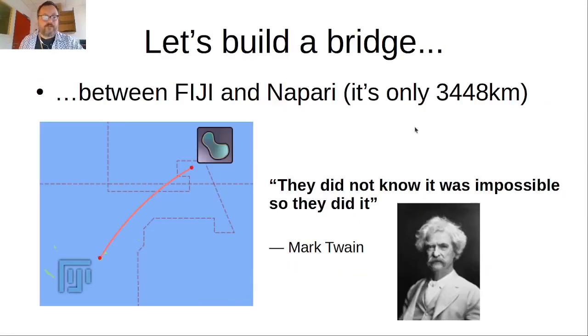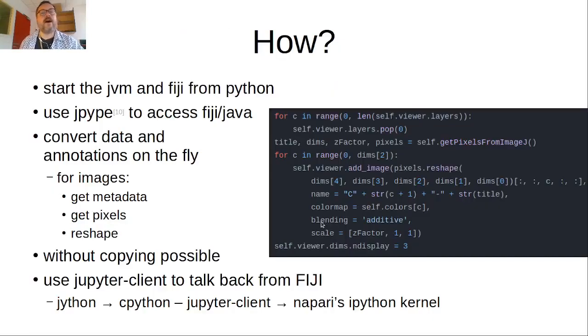Okay, let's build a bridge between FIJI and Napari. It's only about 3,500 kilometers. How can we do this? We need to start the Java virtual machine from Python, and then we can use a package, jpy, which allows to import and use Java packages and classes. Then we can convert the data on the fly.